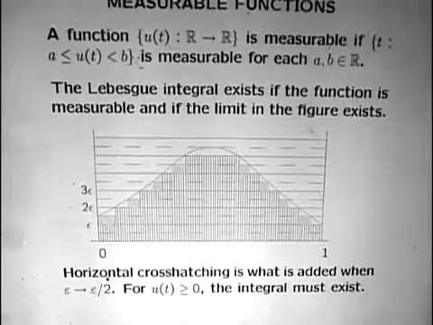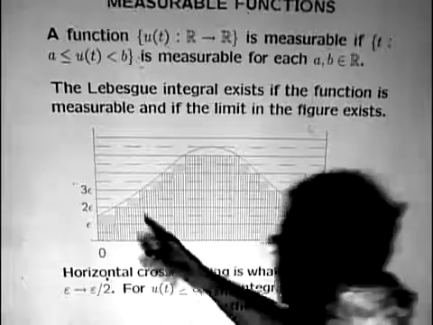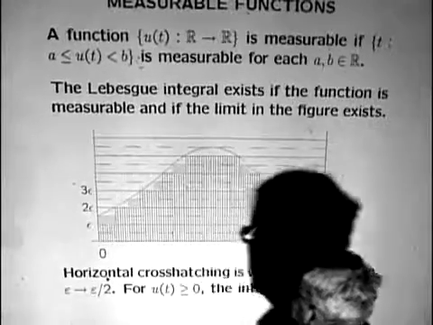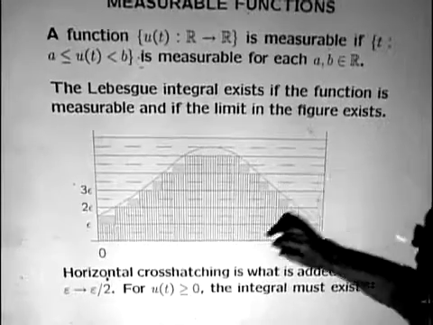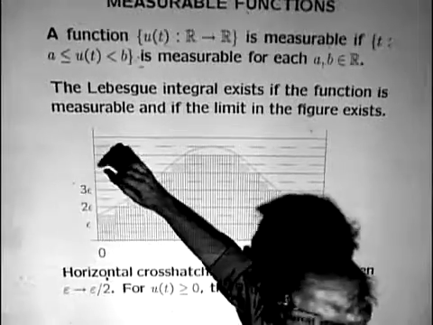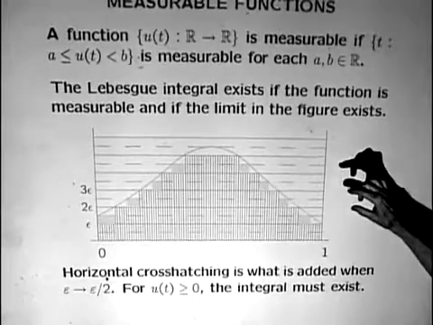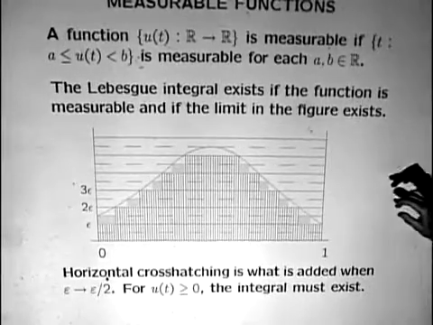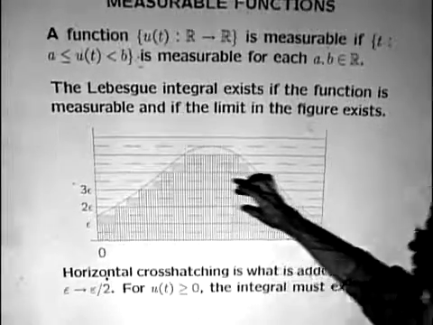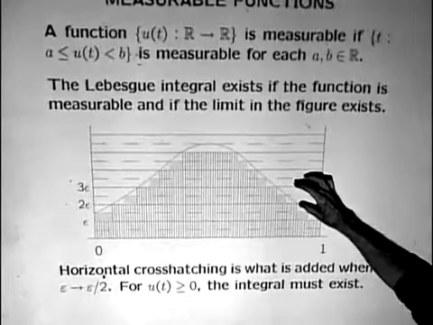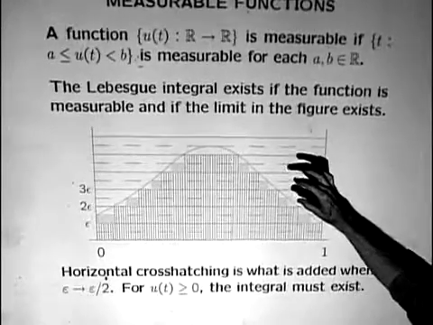So a function is measurable if the set of t such that u of t lies between these 2 points is measurable for each interval. In other words, no matter how I split up this interval, no matter what slice I look at, the set of times over which the function lies in there is measurable. And that's what a measurable function is. Everybody understand what I just said?